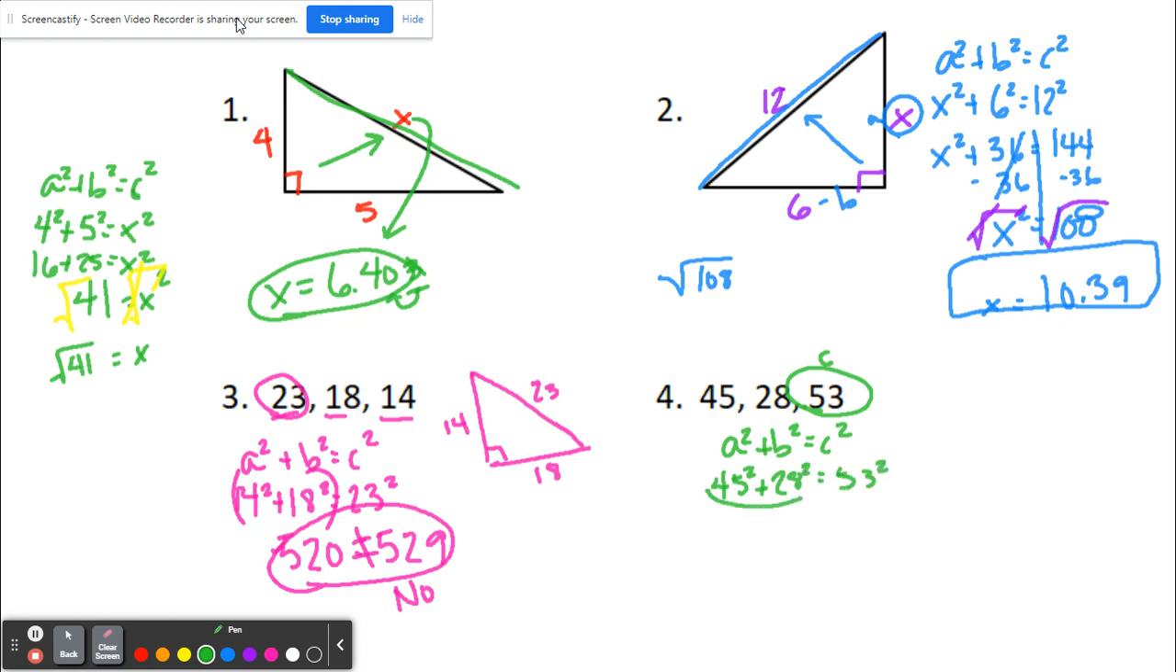And so now I'm going to type this in my calculator. So 45 squared plus 28 squared is 2,809. And then I'm going to type in 53 squared, and I find out that that is also 2,809. When these are equal, so notice this is a balanced equation, these are equal to each other, then my answer is yes. This is a right triangle. So this is my explanation right here, that those are equal. All right, that is the Pythagorean theorem.